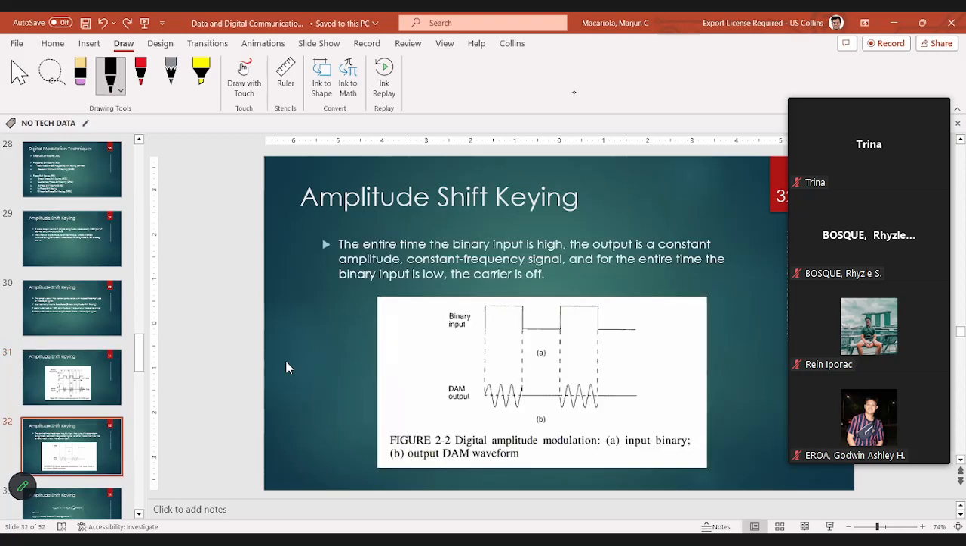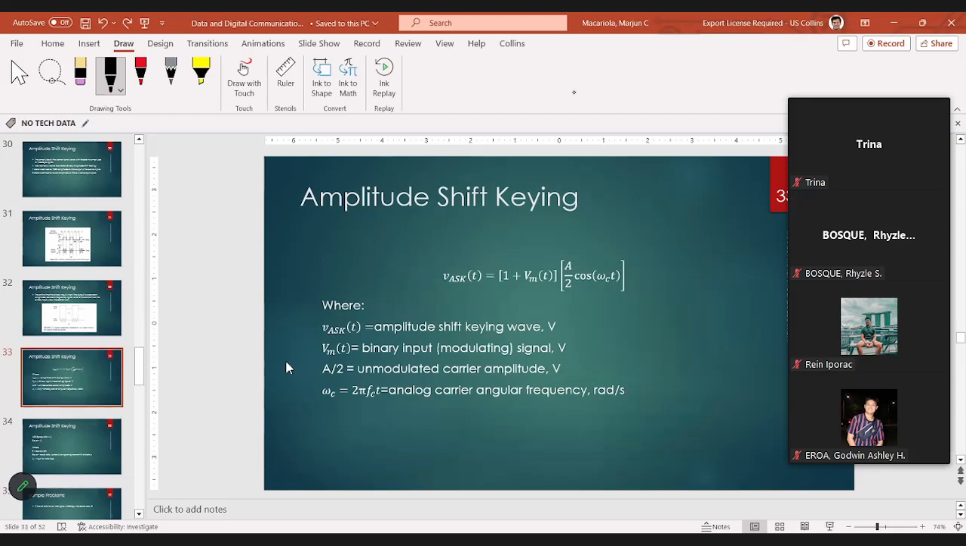Okay, so some of the books, it's just simply represented by this one. Ganyan lang kasimple. So, kung nakikita nyo yung DAM output or the digital amplitude modulation output, kapag 0, wala siya talagang output signal. Flat lang.